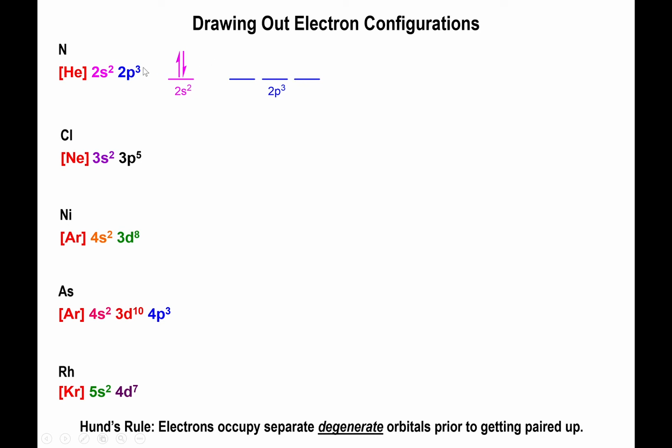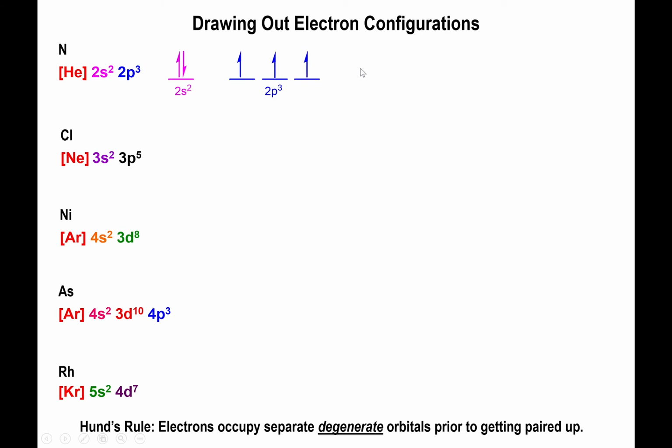So you have 3 electrons here, so what you want to do is place one in the first box, place the second one in the second box, and place the third one in the third box. Notice that each box has 1 electron with the same spin. All of them are spin up, so they're all pointing up.